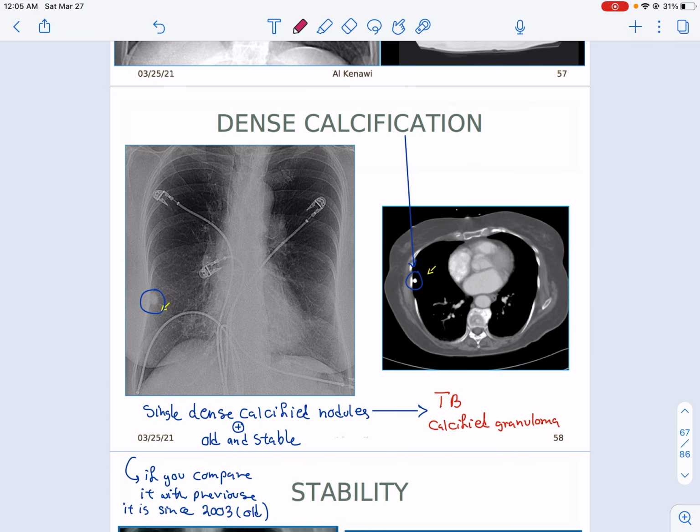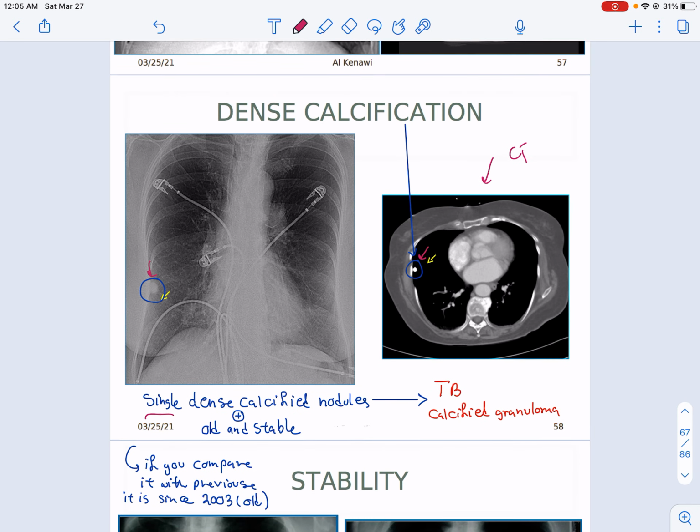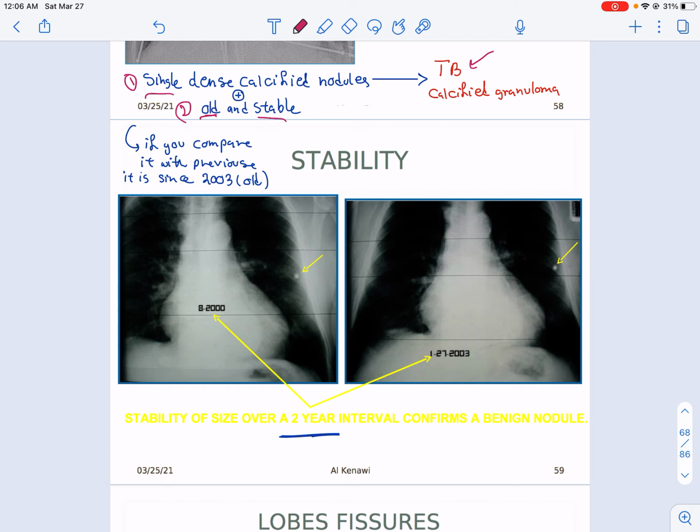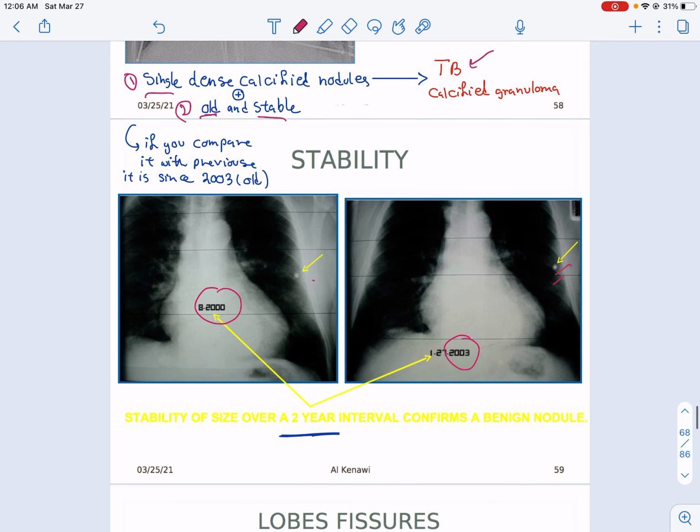If it is dense with calcification like this picture, you can see it in the chest X-ray. Then this is a CT, they did a CT. Okay. It is single and it is dense, calcified nodule, sorry, and it is old and stable. Straight away it's TB. Okay. So the first is a single dense calcified nodule, old and stable, straight away equal to TB. Okay. How did we know whether it is stable or not? We saw the scan from 2003 and this scan from 2000, 2 years have passed and the size is the same, has not changed, so it is stable. Okay.